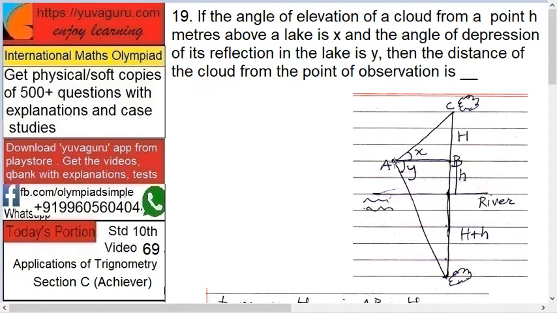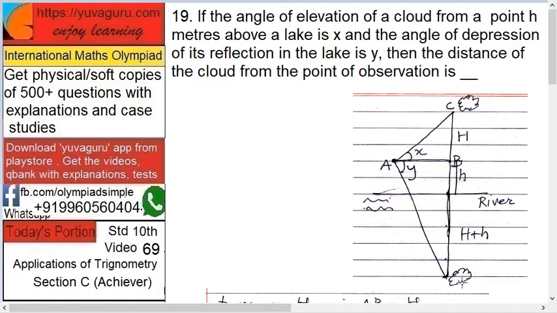Here we are standing at a height h, right? We are not at the lake level or river level. This is a lake or river, meaning water, and I am not standing at the river level. I am h meters above. Now I am looking from here at a cloud. The angle is x. Now I am looking down from here and seeing the reflection of this cloud.